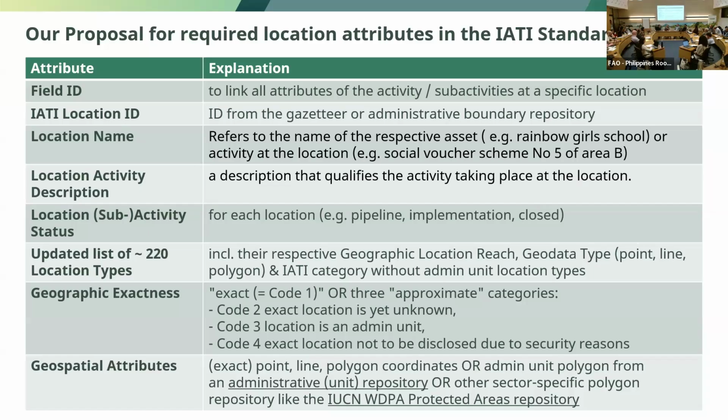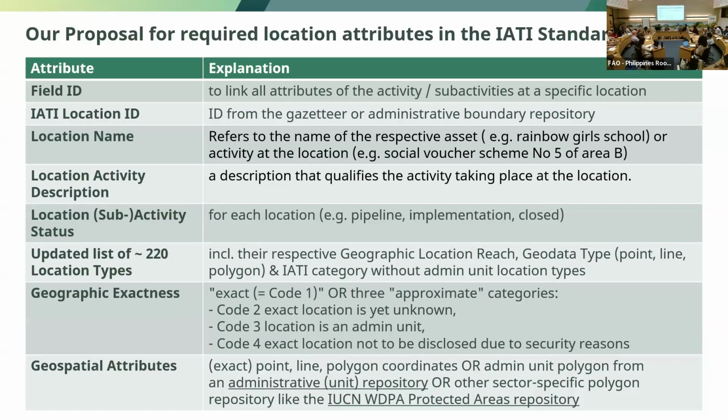And then in the IATI standard, there is already the geographic exactness. So a location would always be exact, so basically, this is really the coordinates, but they have only point coordinates at the moment. Or it can be approximate, so that means it is kind of not exactly there. But also here's the problem: we don't know why it is approximate. And this is, I think, very important for not only evaluators, but also operational staff.